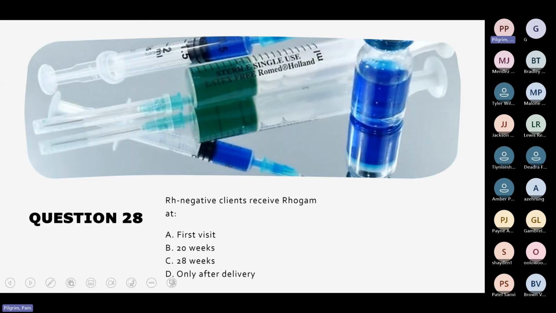Question 28. Rh negative clients receive RhoGAM at what, or when do they receive RhoGAM? They receive it at 28 weeks, and that's just the standard for anybody with negative. And then that mom, especially if her baby is positive, would receive the RhoGAM within 72 hours of delivery. So 28 weeks and after delivery.